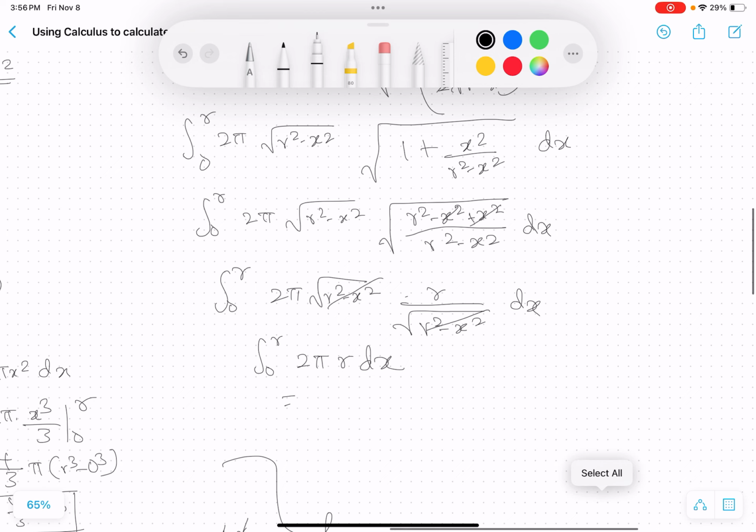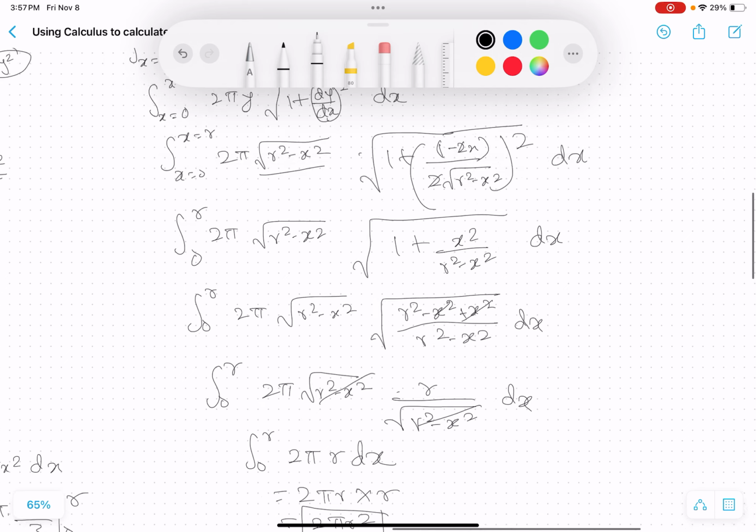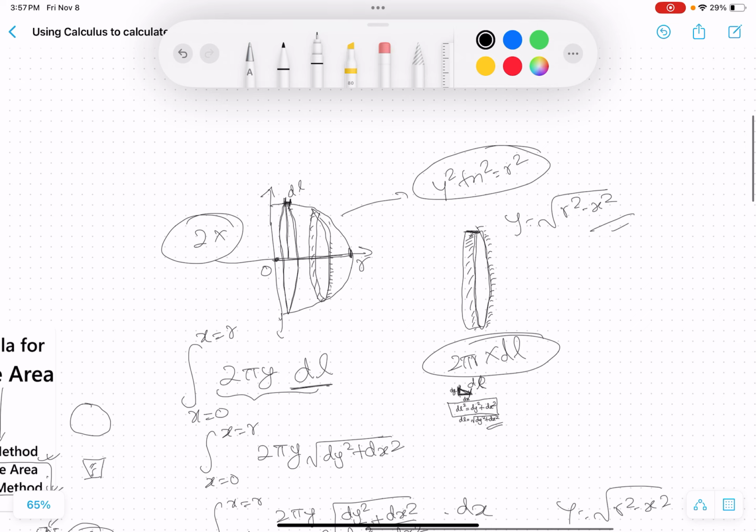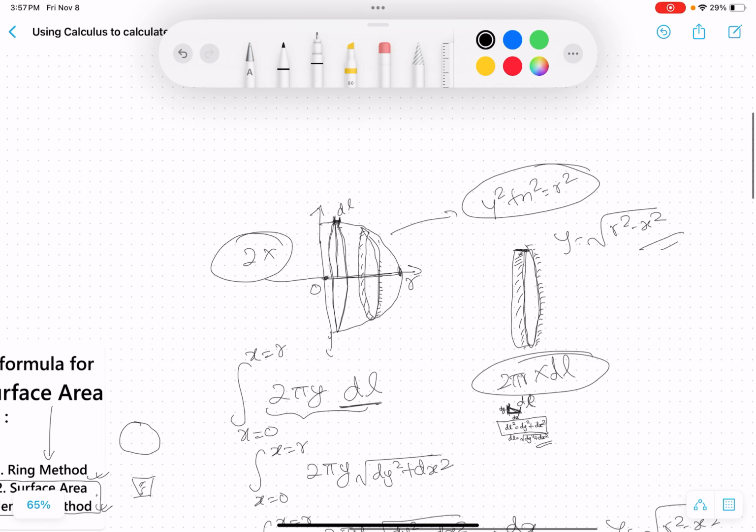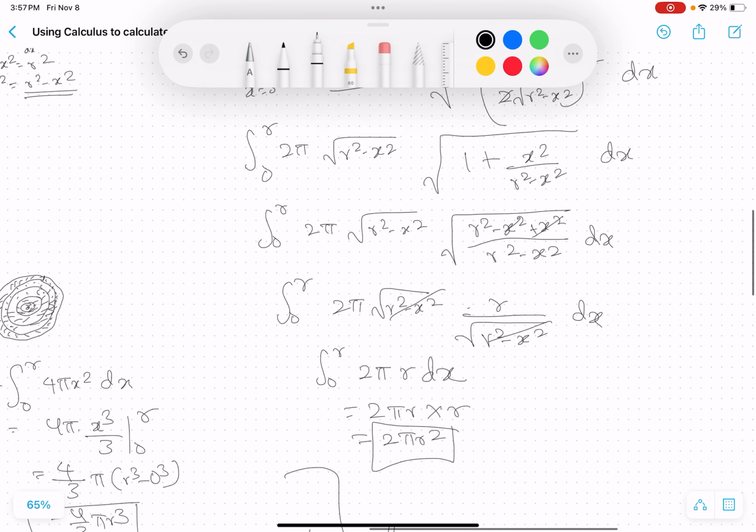This is 2 pi r times r. This is 2 pi r square. Okay, so now if I multiply it by 2, it works, right? Like we got the surface area to be 2 pi r square. Now for the entire surface area, total surface area, just multiply it by 2. So 2 times 2 pi r square, so that's 4 pi r square, which is the formula for surface area of a sphere.